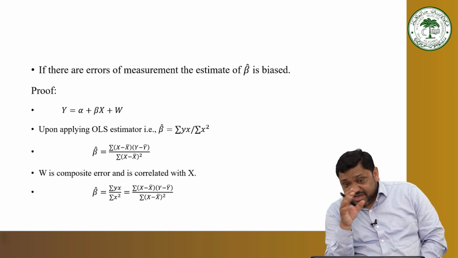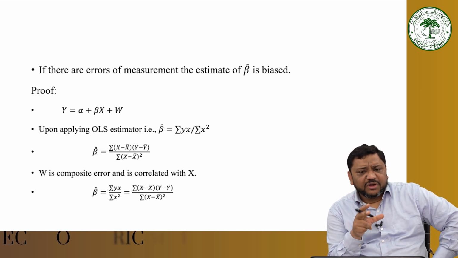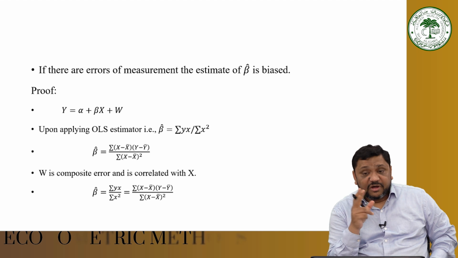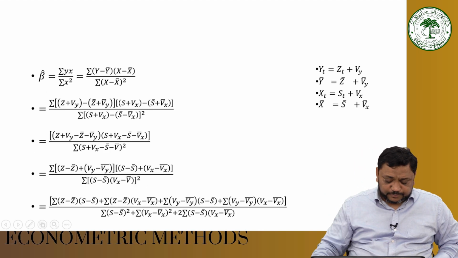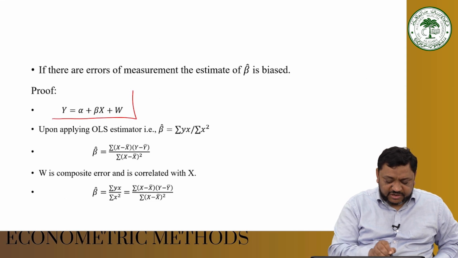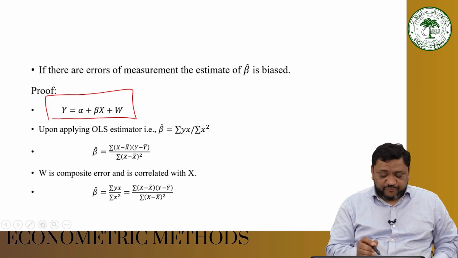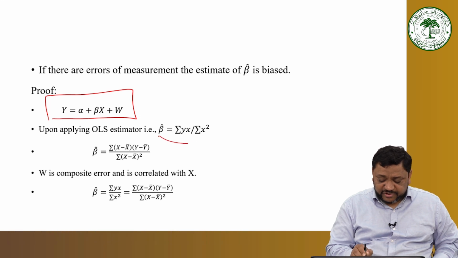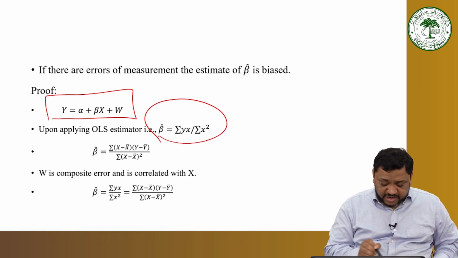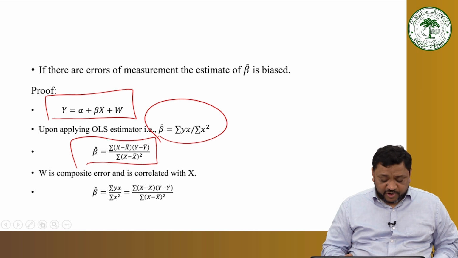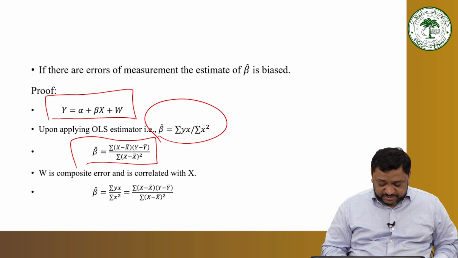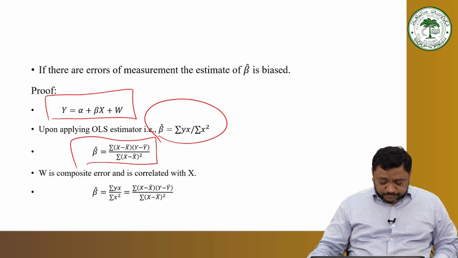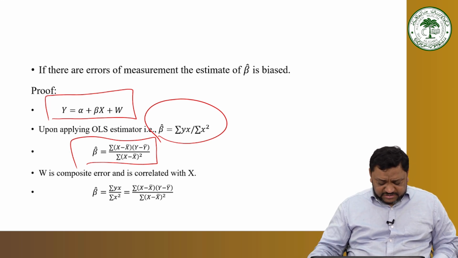Now, again, biasedness is a property of a small sample, while inconsistency is a property of a large sample. Now what we see, we take the equation y is equal to alpha plus beta x plus w. What we do, this OLS estimation, we get this formula in deviation format. We can write it in the normal format as summation x minus x bar multiplied by y minus y bar divided by summation x minus x bar square, or we can write it as summation small x small y divided by summation small x square.